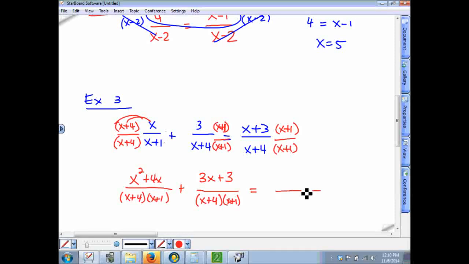And then after the equal sign, we're going to have, ooh, dang it. Be careful here. x squared plus 4x plus 3. Hey, nice. If these are multiplied together correctly, you're going to get x squared plus 4x plus 3 over x plus 4 times x plus 1.